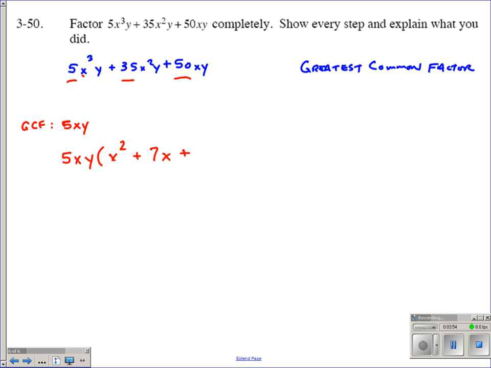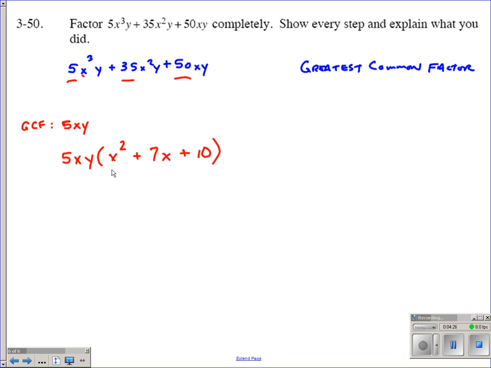Then, looking at our last term, 5xy times what gives us 50xy? Well, the xy's would obviously be multiplied times 1 to get xy. Then 5 times what gives us 50, and that would be 10. So we've factored out our greatest common factor, and we now have 5xy times the quantity of x squared plus 7x plus 10.